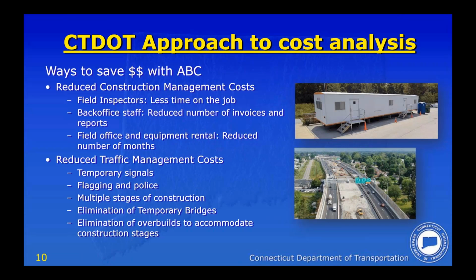So other things that affect project cost that could make ABC more cost competitive here, or perhaps even save money, is signaling, temporary signals that may not be needed if you have a long-term one-way alternating setup, multiple stages of construction, elimination of temporary bridges or overbuilds. Very often, the public is willing to tolerate a much more severe impact to traffic for a very short time and for the benefit of having that job complete much more quickly than a conventional project.